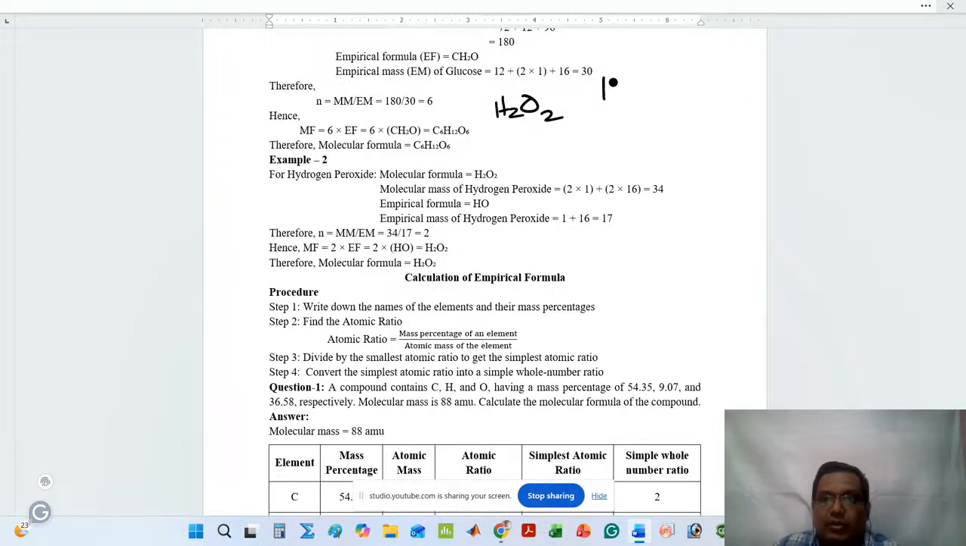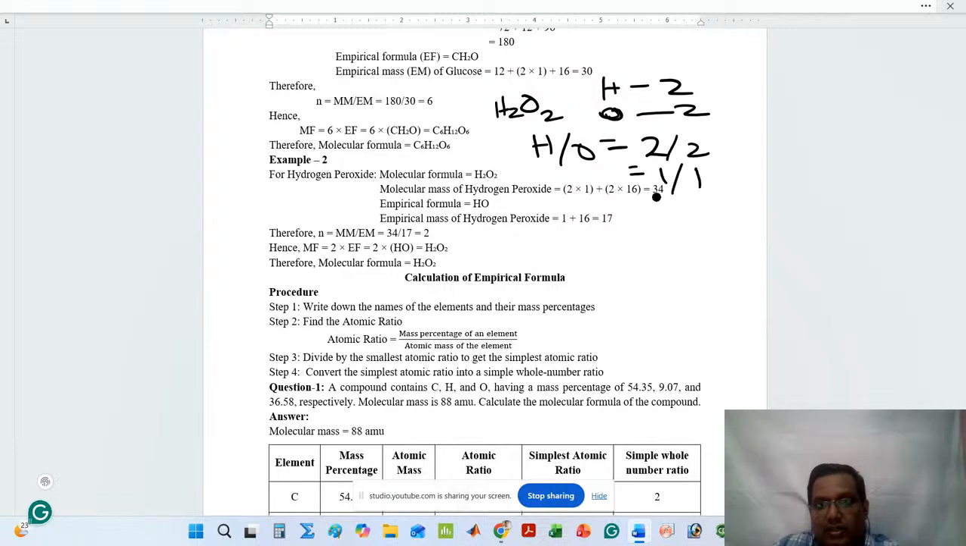The number of hydrogen atoms is how much? Two. The number of oxygen atoms is how much? That is also two. Suppose I want to find the ratio H by O. Then what can I write? Two divided by two, that is one divided by one. I can write 1:1. So the empirical formula is simply HO. Finally, I can conclude that the molecular formula of hydrogen peroxide is H2O2. The empirical formula of hydrogen peroxide is HO.